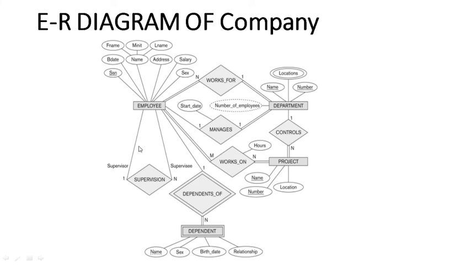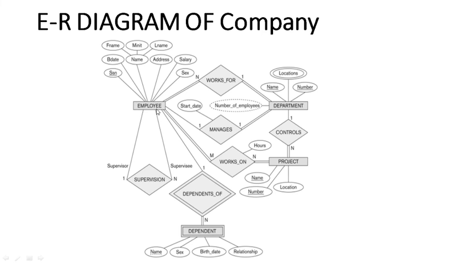See, the ER diagram of the company is like this. Here employee, department, project, dependent are all the entities. The dependent is the weak entity, so it is shown in a double rectangle. Employee has different attributes. Here n number of employees work for one department. Okay, one department controls many projects.